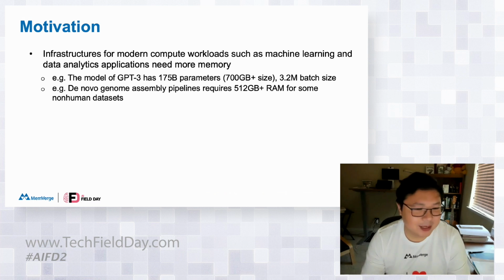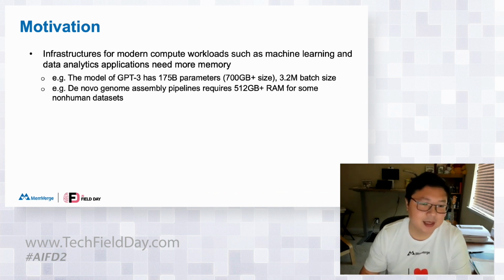If you look at bioinformatics, the latest generation of de novo genome assembly pipelines typically requires more than 512 gigabytes of RAM for some non-human data sets, for plants, for bacteria, and so on.